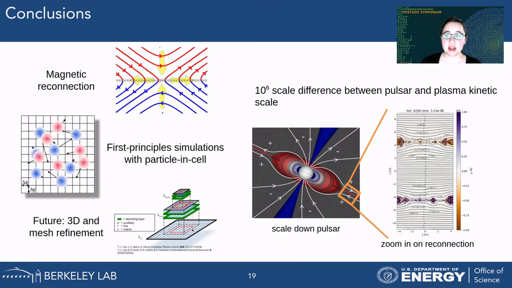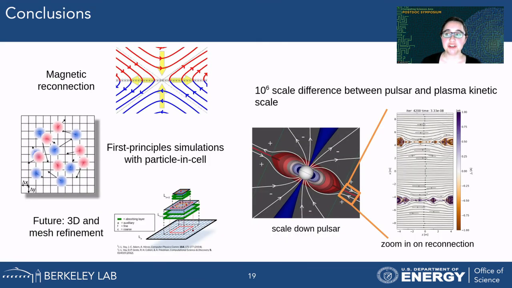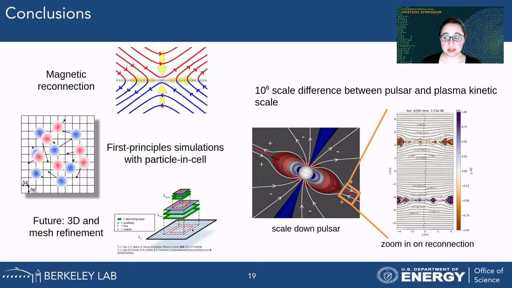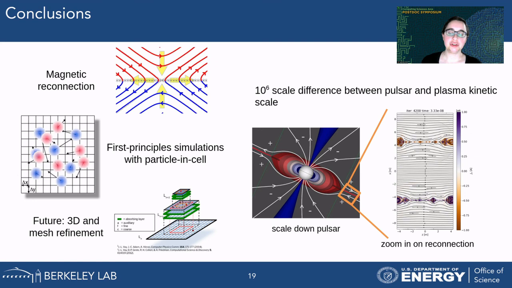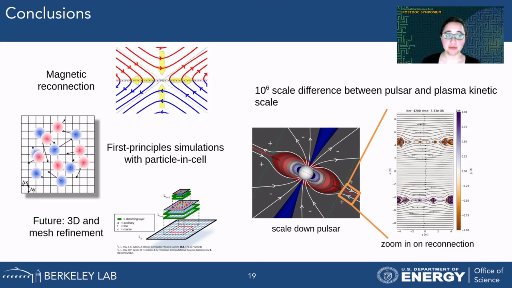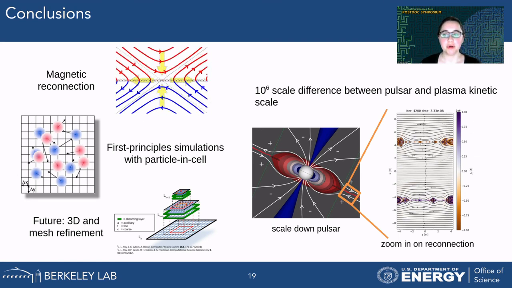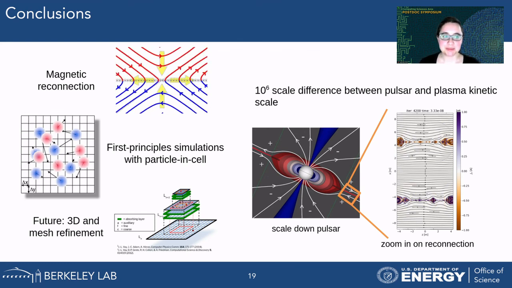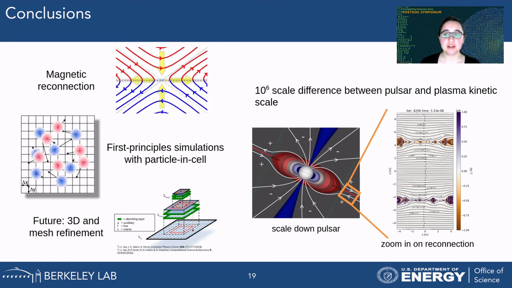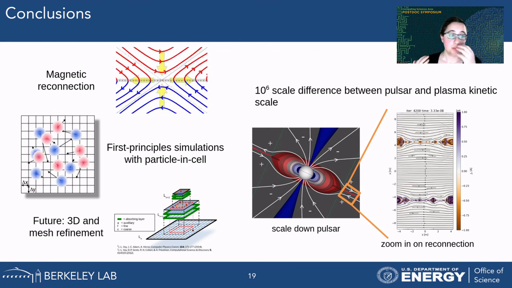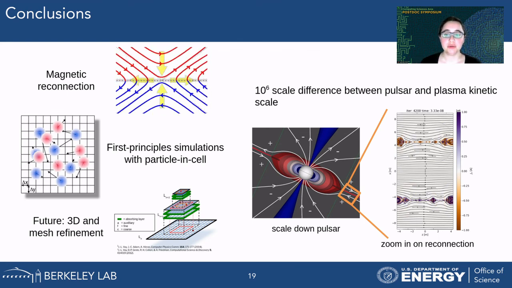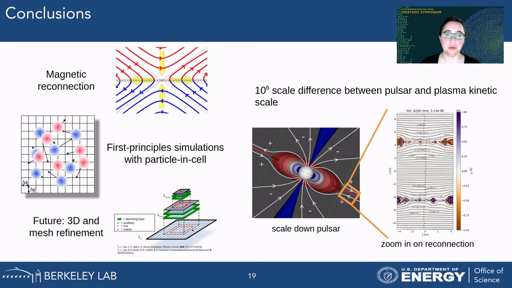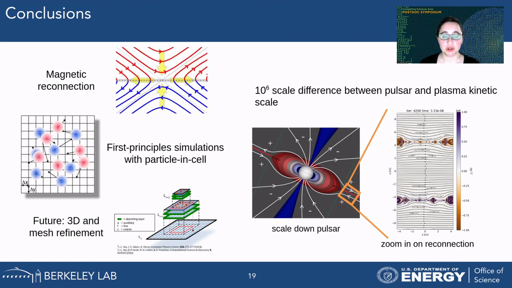To summarize, I've been doing simulations of magnetic reconnection using particle-in-cell methods, and we're looking towards 3D simulations and mesh refinement in order to bridge this factor of a million scale difference between the pulsar and plasma kinetic scales. We are working on scaling down this difference, but we're also thinking about zooming in on the reconnection itself in order to further refine the pulsar simulations.